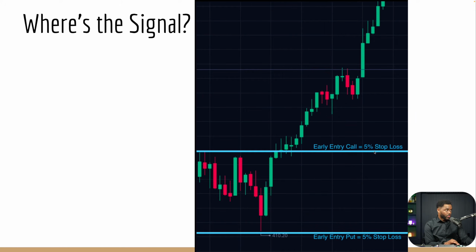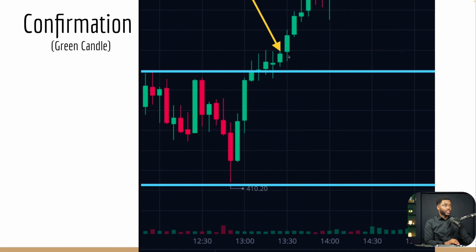Because we see early entry for a call. We know we're not looking for the put options because we didn't head down towards that indicator, early entry for a put. We're looking at early entries for a call. So it's here. When we're looking towards the upside, we're looking for confirmation for calls. This is a green candle that lives totally above the blue line. A green candle that lives totally above the blue line, which is a resistance line, but we renamed it early entry for a call, which equals a 5% stop loss. But again, you can do a 10% stop loss if you have that kind of risk tolerance.